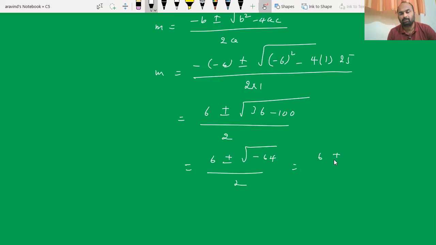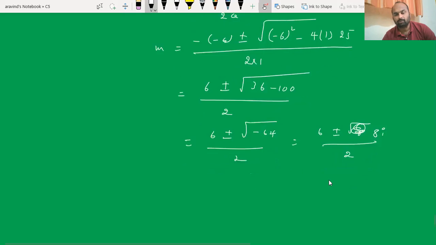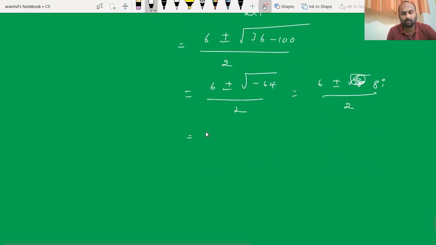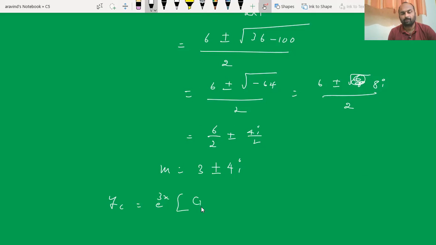So which is nothing but 6 plus or minus square root of 8. Sorry, it becomes 8i divided by 2. So it becomes 6 by 2 plus or minus 4i by 2. Therefore, the roots are 3 plus or minus 4i. Now the complementary function is, since this is the real part, e to the power of 3x into (c1 cos 4x plus c2 sin 4x). Okay, and this is the complementary function.